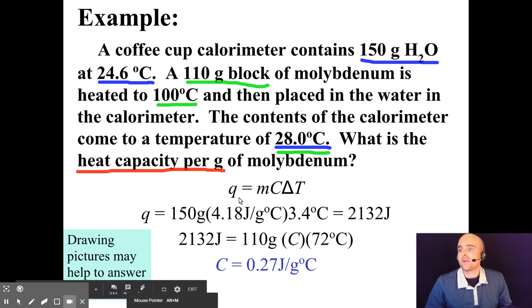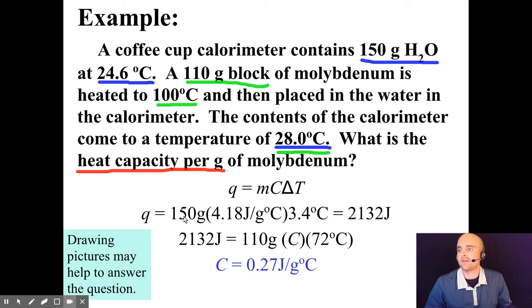So now when I look at this, I apply Q equals mcΔT. Q equals 150 grams of water times the specific heat of water. You have got to memorize that one. And then the change in temperature is 3.4 degrees Celsius. That means that the temperature went up 3.4 degrees.